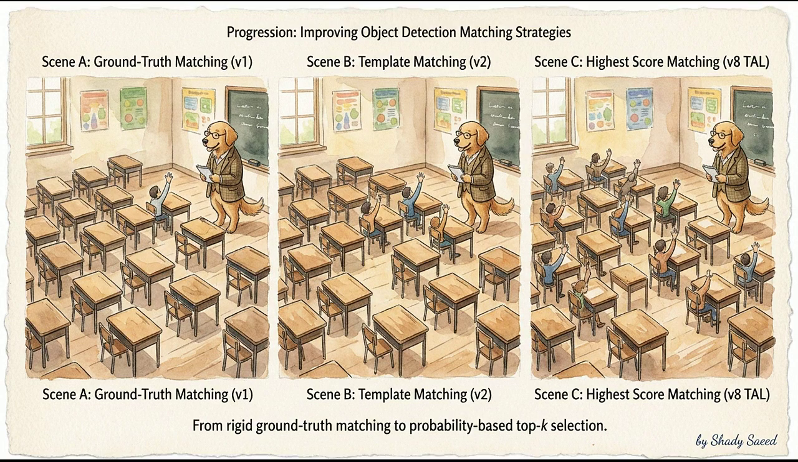When an image has one dog and 50 grid cells, which cells are responsible for learning the dog? This is the label assignment problem. YOLO v1 used the grid cell whose center is closest to the object center. YOLO v2 used the anchor with the highest IoU. YOLO v8 introduced task-aligned assignment. It scores each anchor by a combination of its classification confidence and IoU with the ground truth, then picks the top K. This aligns the assignment with what the model actually needs to optimize.